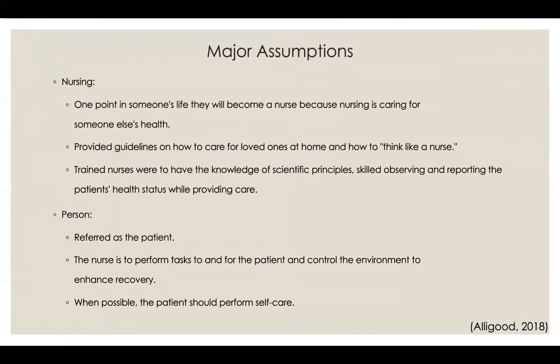Major assumptions. So for the first category being nursing, she believed that at one point in someone's life, they will become a nurse because nursing is caring for someone's health. She had provided guidelines on how to care for loved ones at home and how to think like a nurse. Trained nurses were to have the knowledge of scientific principles, skilled observing and reporting the patient's health status while providing care.